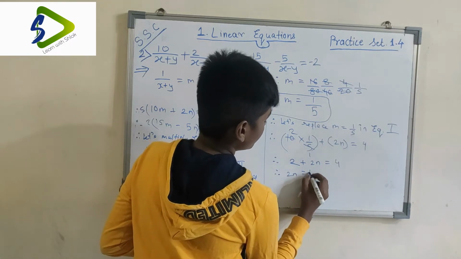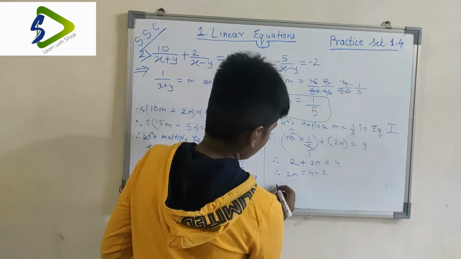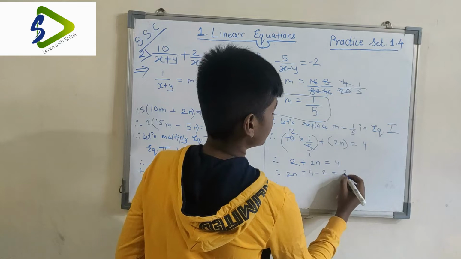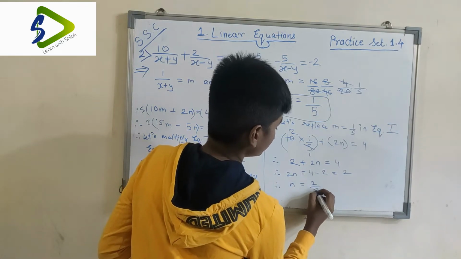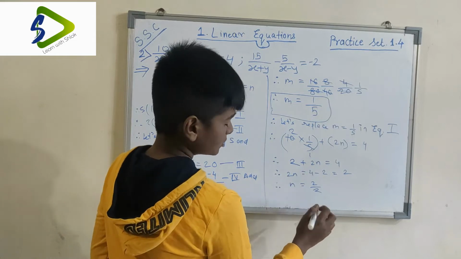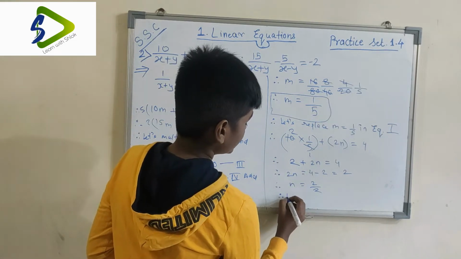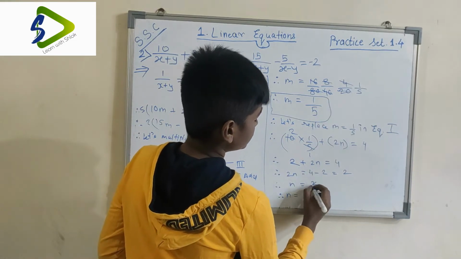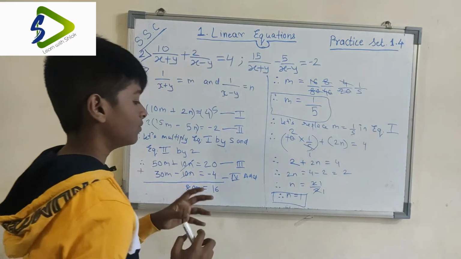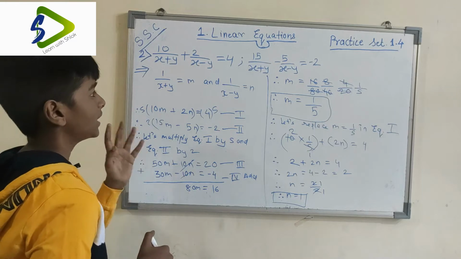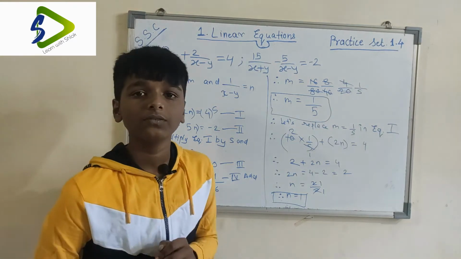Our equation becomes 2n is equal to 4 minus 2, and therefore if you do 4 minus 2 you get 2, and therefore n is equal to 2 by 2. Why 2 by 2? You take 2 to the downside, and therefore the value of n we get is 2 1s are 2, and 2 1s are 2, you get n's value as 1. Now that we have found the value of n, we can finally find the value of x and y. So let's find the value of x and y.